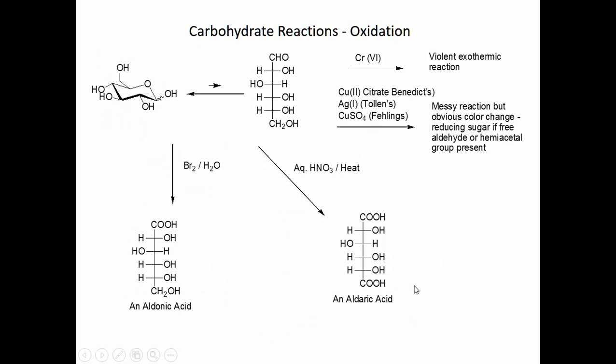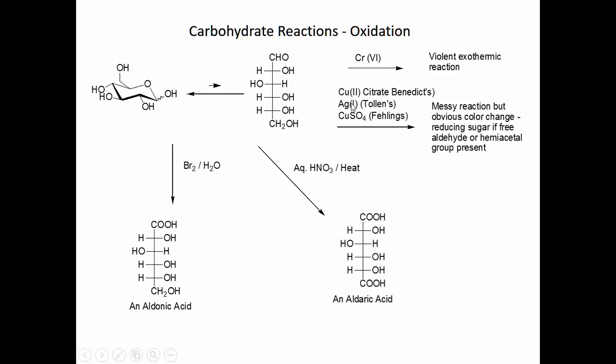All right, we can oxidize carbohydrates too, but we have to be very careful about how we do that. If you treat this with any form of chromium-6, you're going to get a violent exothermic reaction producing a lot of CO2, probably a few flames. So this is a way to burn a carbohydrate, but not really to do any sort of selective oxidation.